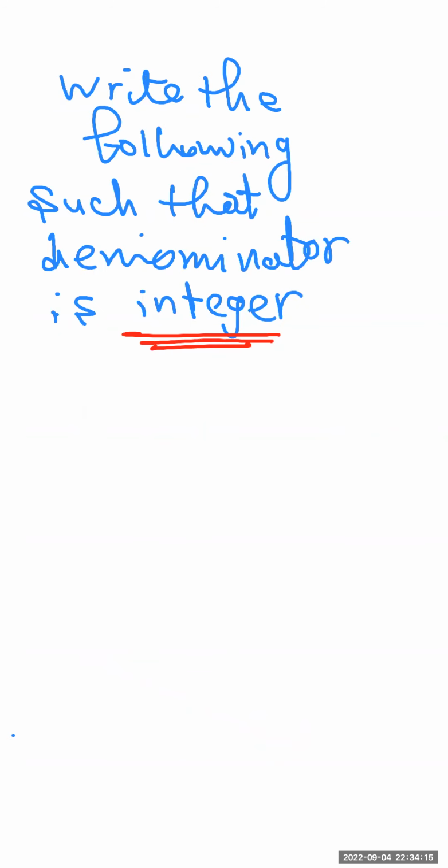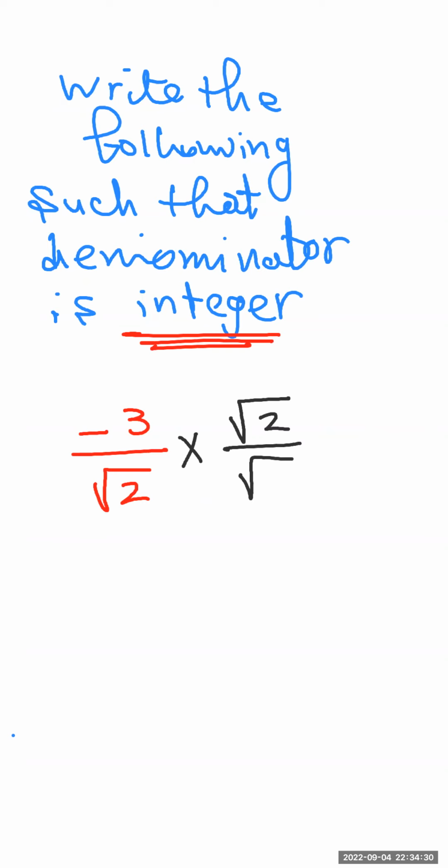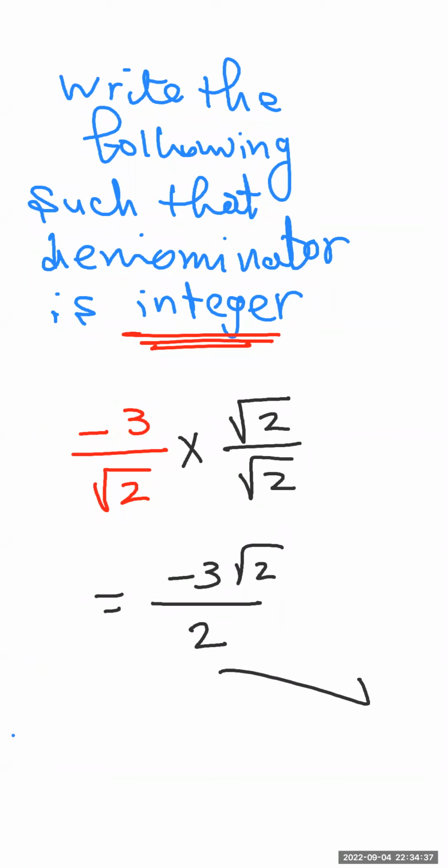If the number is -3 over square root of 2, to change this form of the number so that the denominator becomes an integer, we have to multiply it by what? Square root of 2 over square root of 2. So the numerator is -3 square root of 2 over 2. Done. Correct? Now, is the denominator an integer or not? Integer, of course. It's a 2. Okay.